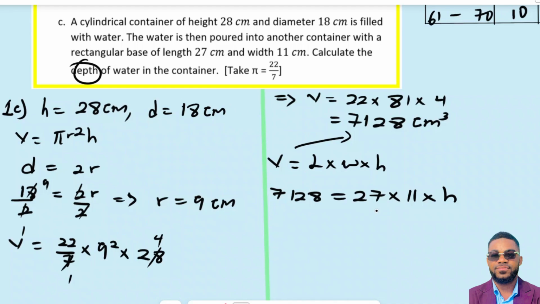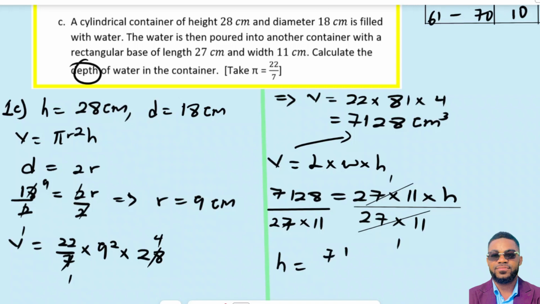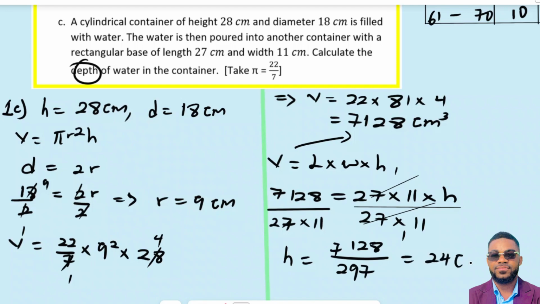At this point, we just have to divide both sides by 27 times 11. The whole of this will cancel, and that will give me the height to be 7,128 all divided by, when you multiply 27 by 11, you get 297. So when you do the division, you're going to get 24 centimeters. You have to spend time to divide this one. So 7,128 divided by 297 will give you 24 centimeters. So that's the depth of water in the container.